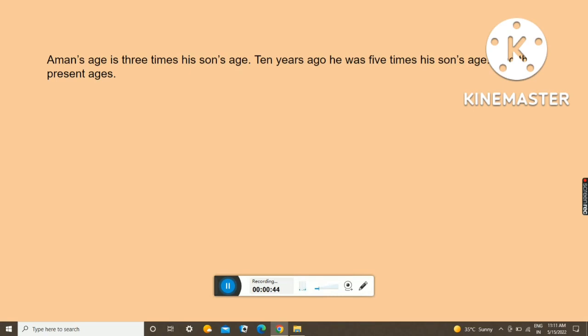So friends, let's move on to our next problem. Let me read it for you. Aman's age is 3 times his son's age. 10 years ago, he was 5 times his son's age. Find their present ages.